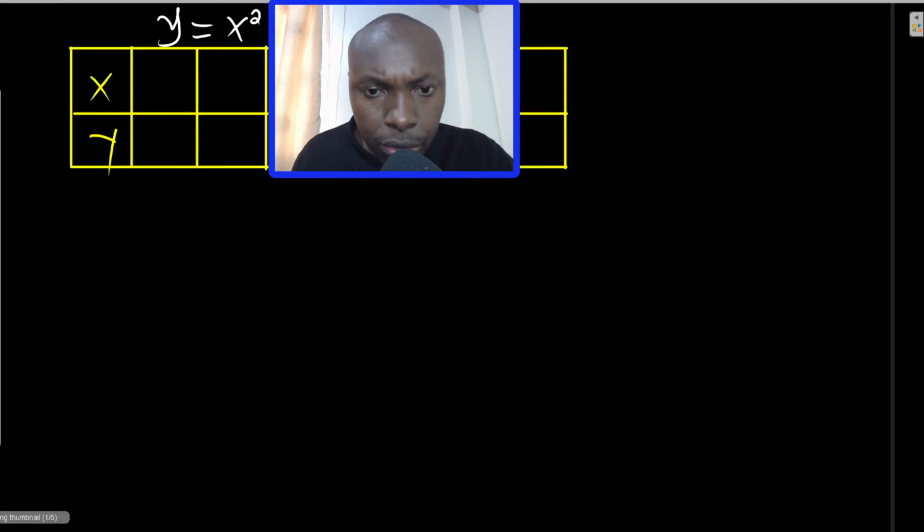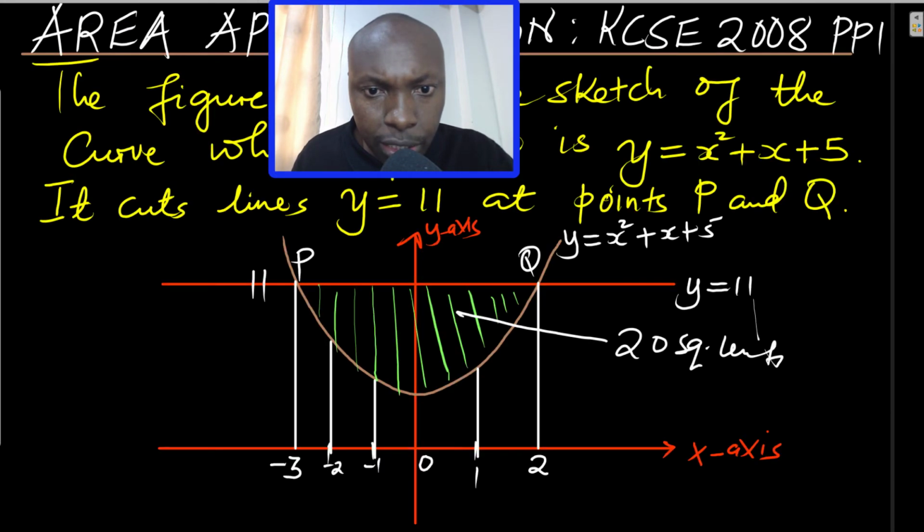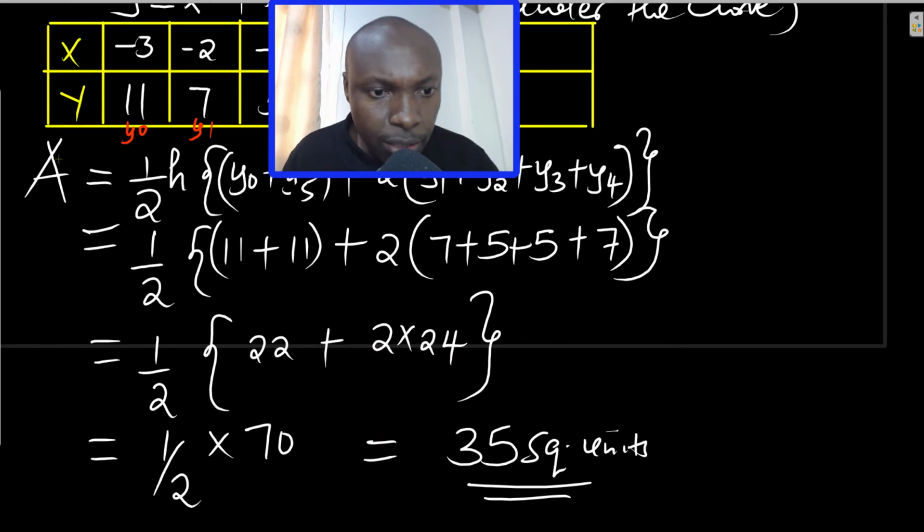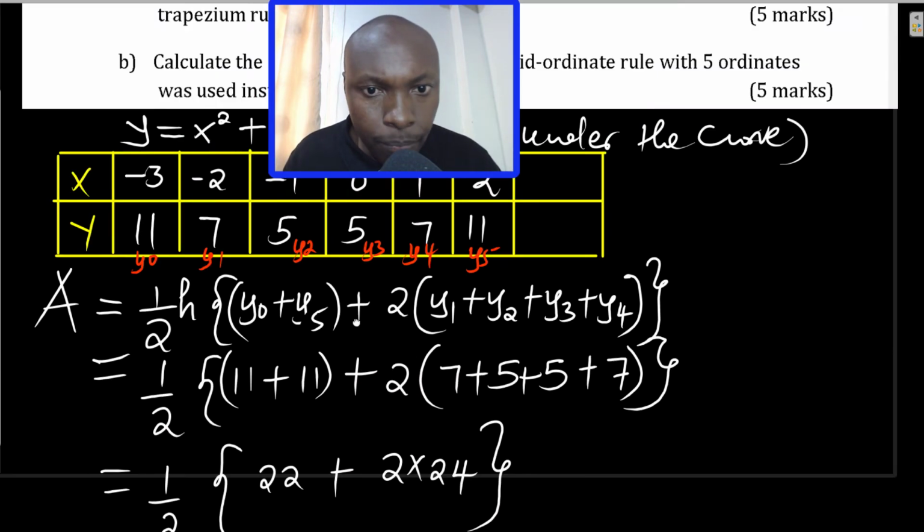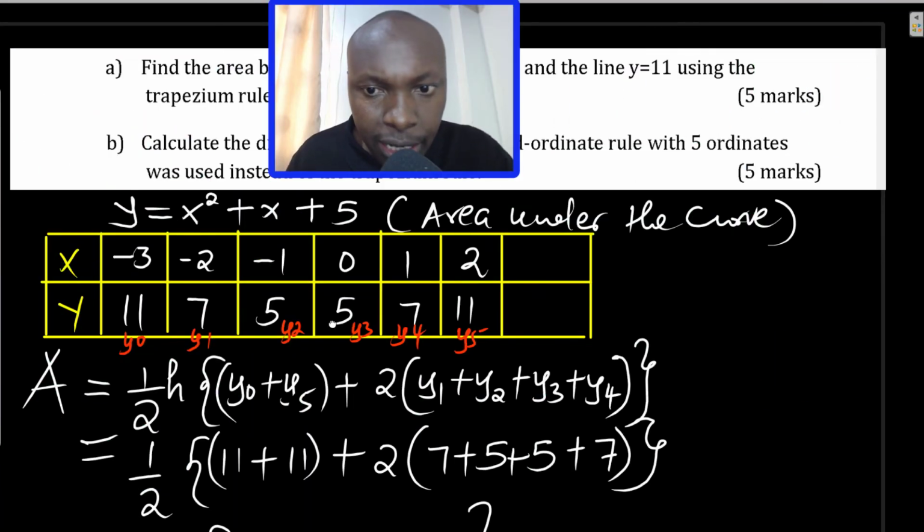Now we can proceed to the next question. The next question is here, and this question is B. Calculate the difference in the area if the mid-ordinate rule with 5 ordinates was used instead of the trapezium rule. The difference in the area if the mid-ordinate rule was used with 5 ordinates.